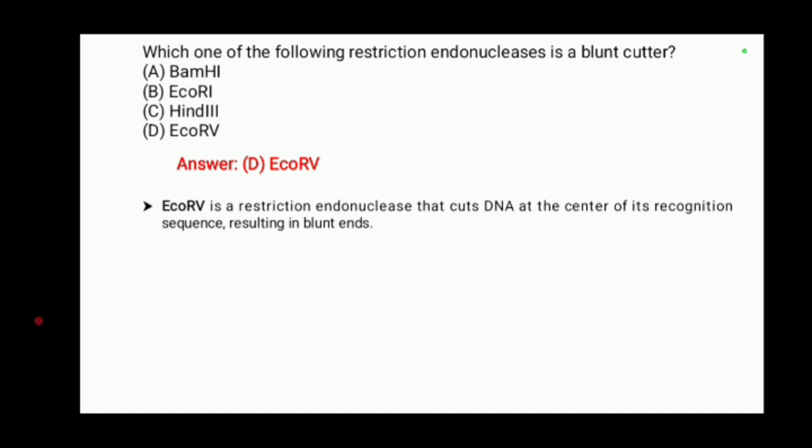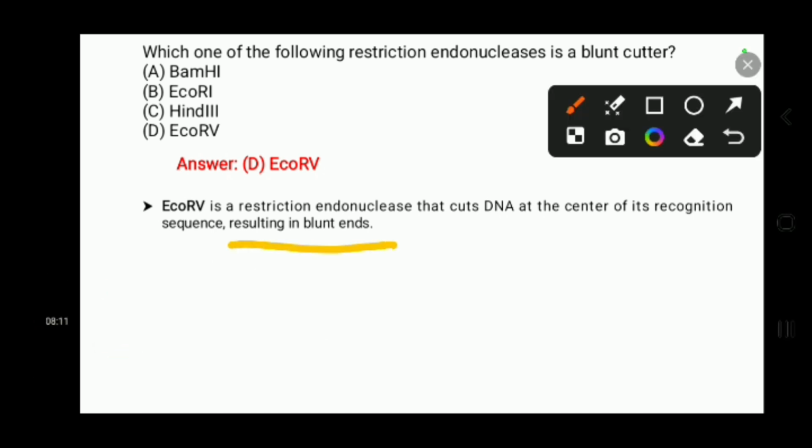EcoRV is a restriction endonuclease that cuts DNA at the center of its recognition sequence, which results in blunt ends. As it cuts at the center of its recognition sequence, it results in blunt ends.